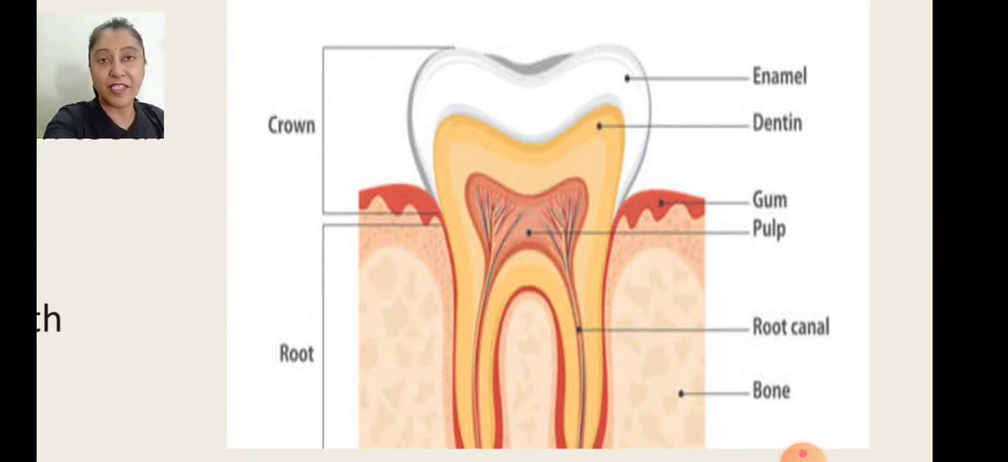Crown, that white colored visible part, has three layers in it. The very first layer is known as enamel. Enamel is very hard, or we can say it is the hardest substance present in the human body. Top layer, enamel. Below enamel, the second layer is dentine. Dentine is also very hard but not as hard as enamel because enamel is hardest. So dentine is also hard. Below dentine, the third layer is pulp.